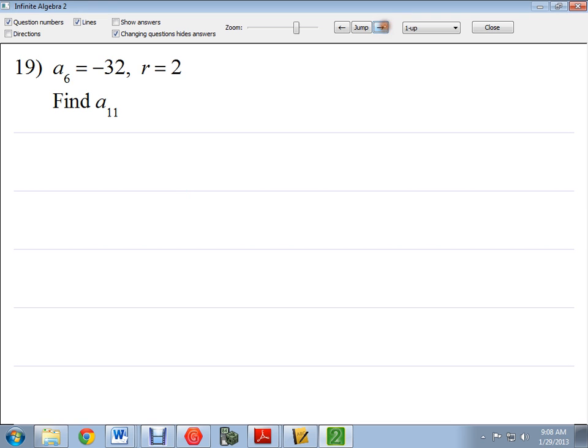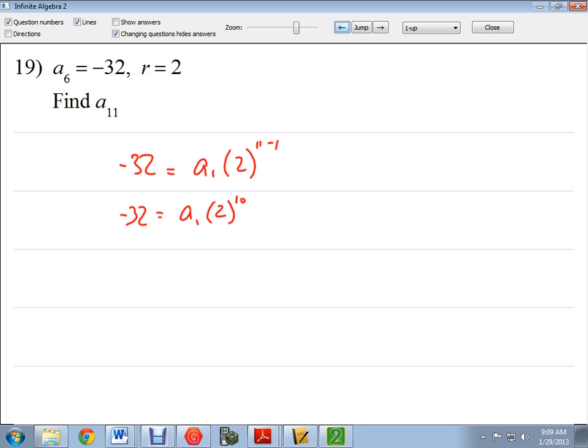And that's, again, all well and good, but what if it gives me something more like this, where it's a6? Not a1 or a2 or something like that. Well, we can do like we did with the arithmetic sequence. We can say a sub 11 is equal to a sub 1, which I don't know, times the common ratio 2 to the n, which is 11 minus 1 power. Now we do know a sub 6, that is negative 32, is equal to a1 times 2 to the 10th. So negative 32 is equal to a1 times 2 to the 10th power.